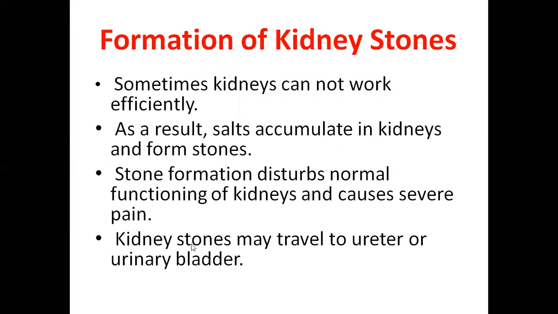Kidney stone formation occurs when, as we have already discussed, kidneys are not able to work normally or efficiently. So when kidneys are not able to function efficiently, what happens? Salts present in the blood accumulate in the kidneys, and these are not able to move out of the kidney, as kidneys are not able to function efficiently. So when the salts accumulate in the kidneys, they actually form stones.